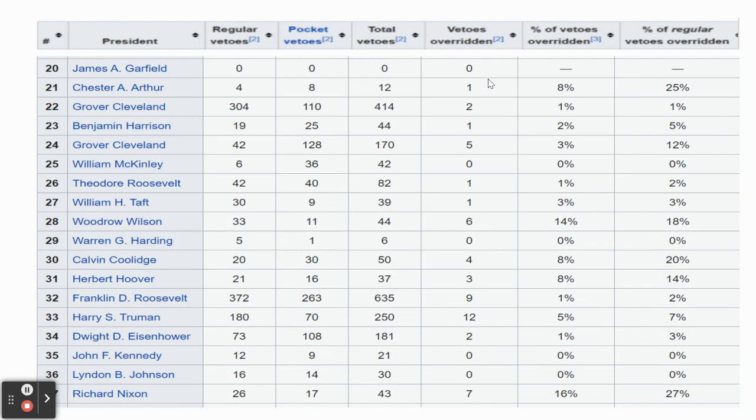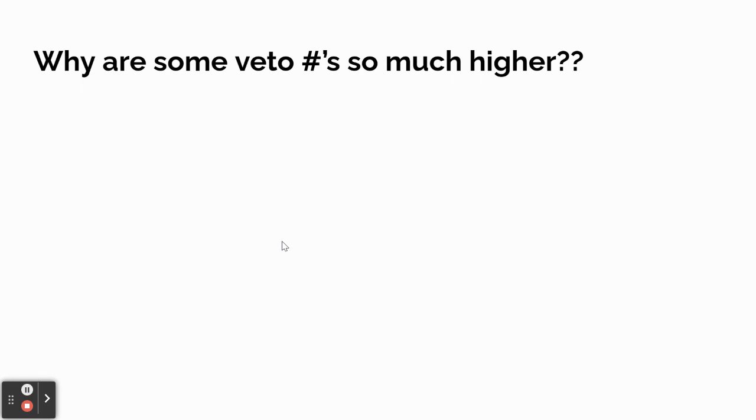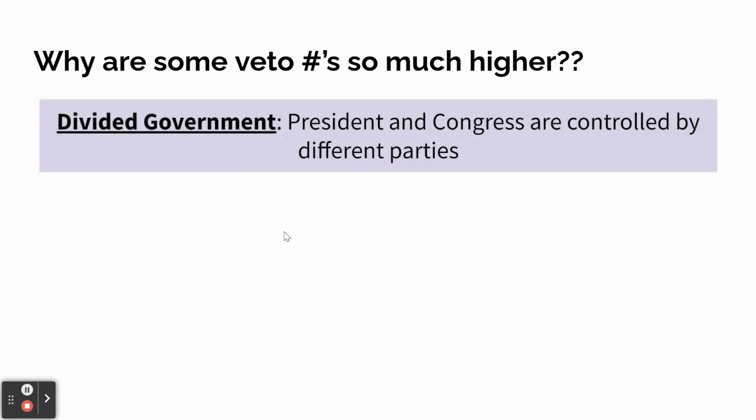So you'll notice as we flip through the presidents, some of the presidents have considerably larger numbers of vetoes than other presidents who have very few, right? All the way up through President Trump here. One of the important things to note is why some of the veto numbers are so much higher for some presidents than others. It's probably because the presidents that have high veto numbers are presiding over periods of what we call divided government.